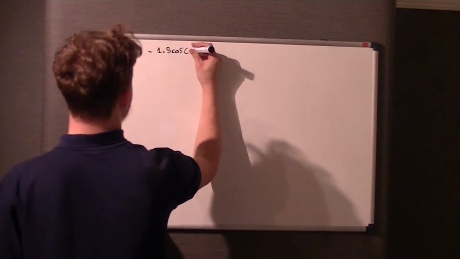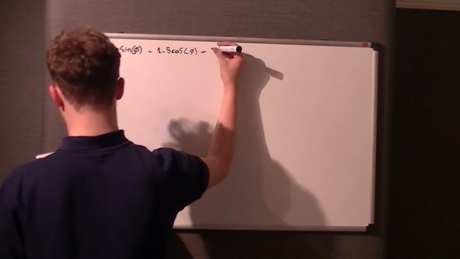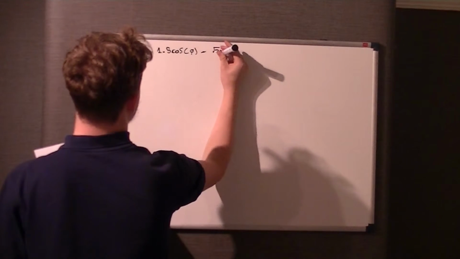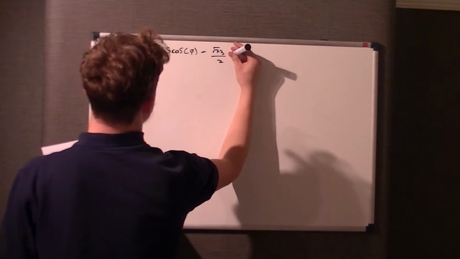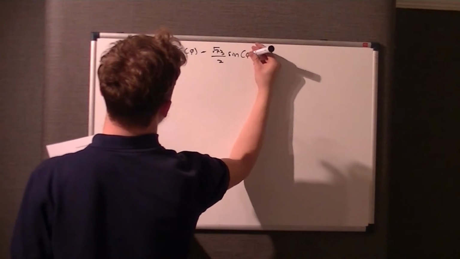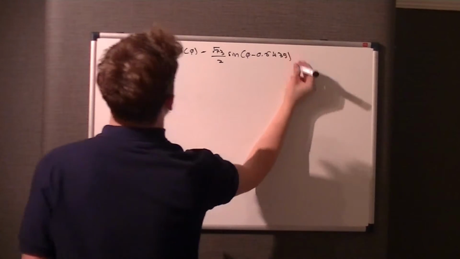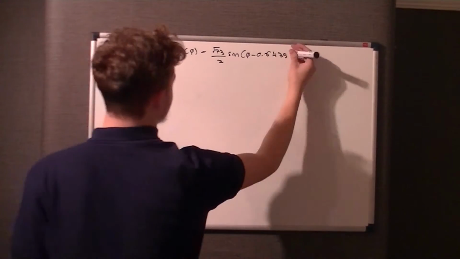Okay, so take 1.5 cos theta is equal to, what did we say that was? Root 73 over 2 sine of theta take 0.6435, with alpha being 0.6435.